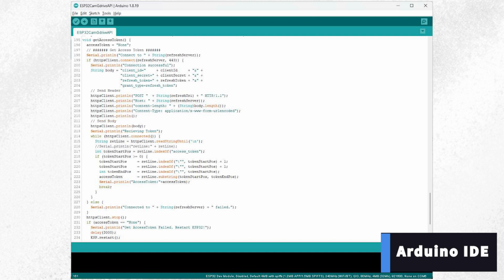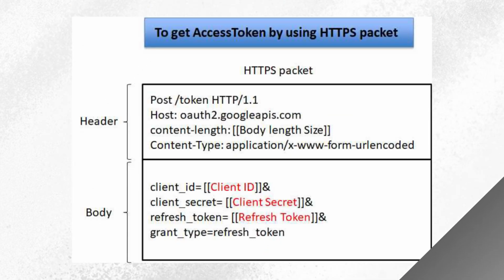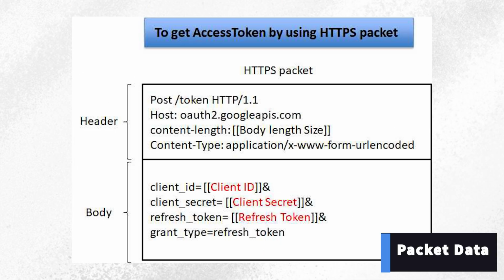Let's check what packets are being sent. Here is the packet sent by the previous program. The part in double brackets will be rewritten with the acquired value and sent. Send such data to Google server to get access token. Send via HTTPS post and get an access token using the client ID, client secret, and refresh token.